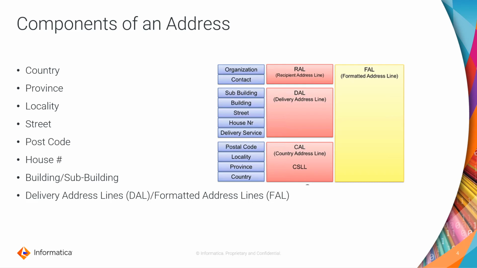Then we have country address line, also known as CAL. Here we have address elements like postal code, locality, province, and country. And all together, also known as formatted address line, is where you can pass all the address elements as per the official country's postal format.